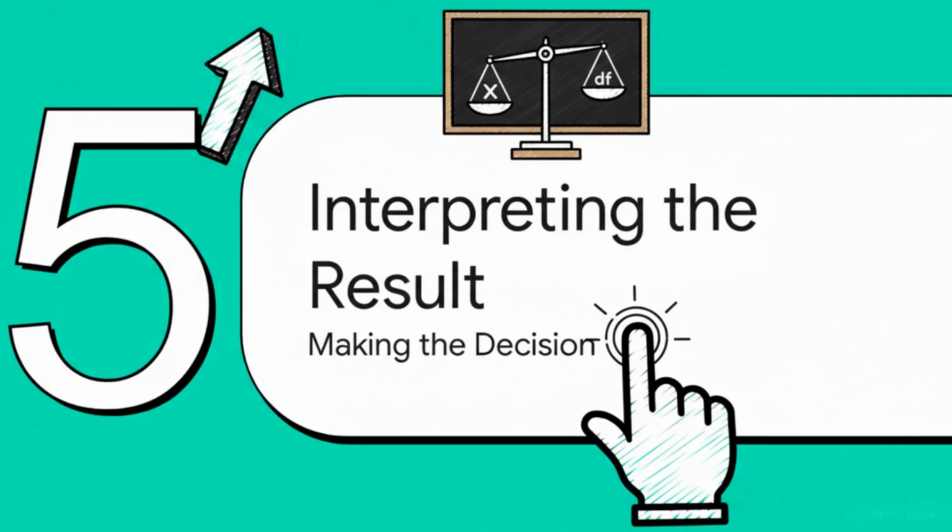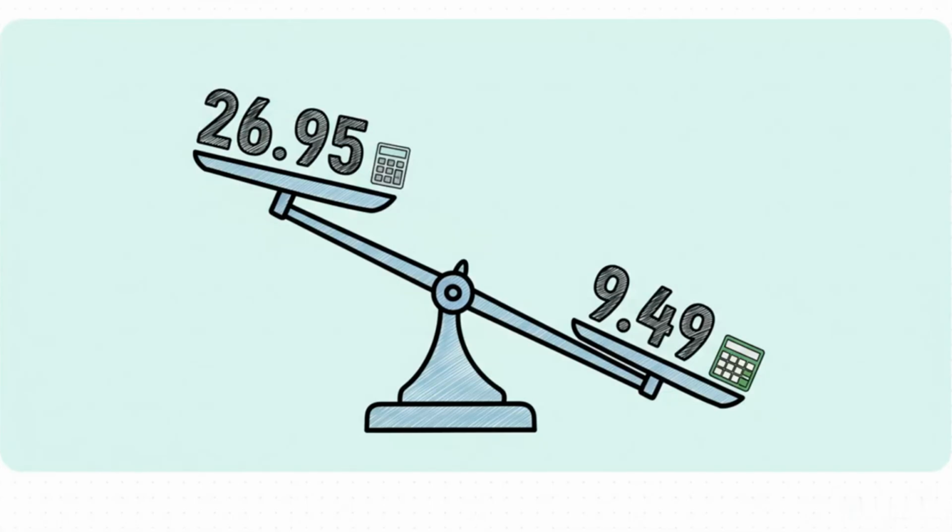Okay, we have all the pieces. We've got our calculated chi-square value. We've got our degrees of freedom. Now it is time to put it all together and finally make a decision. And here's the final showdown. On the left, we have our number, 26.95. On the right, we have the critical value.